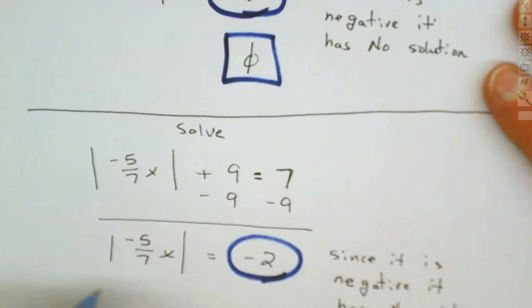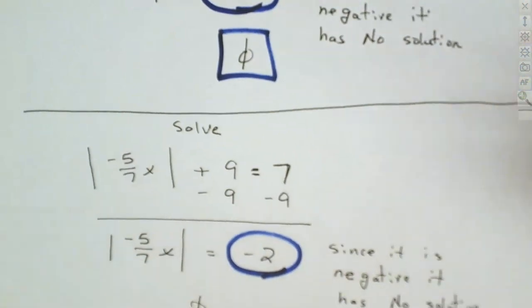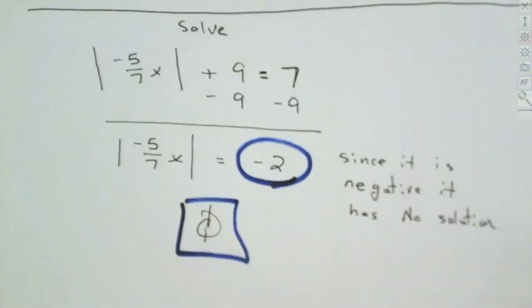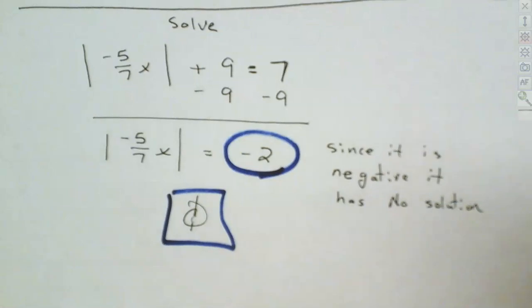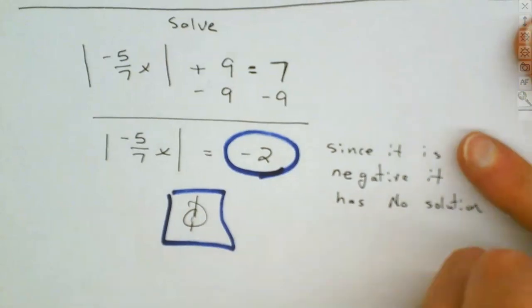So no solution there. Why does it have no solution? No solution because it is what? Negative on that right-hand side. It's negative on the right-hand side. When we move things around, it has no solution.